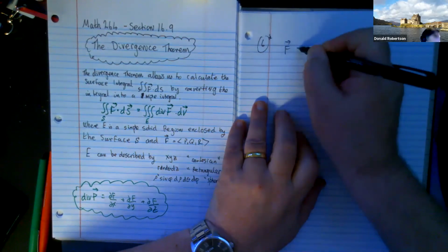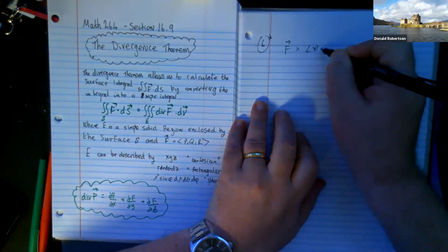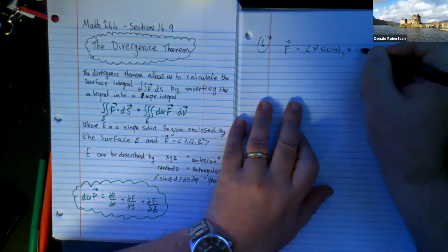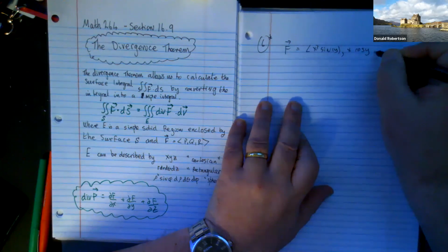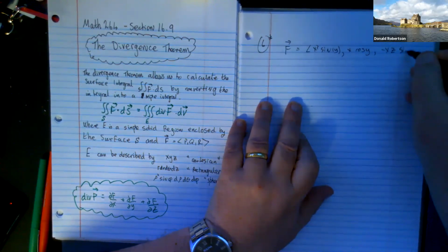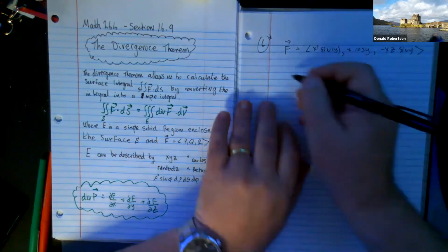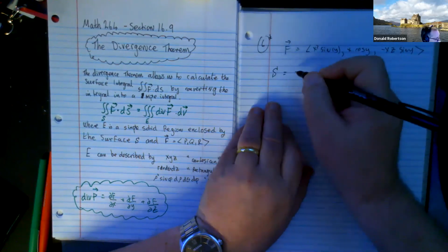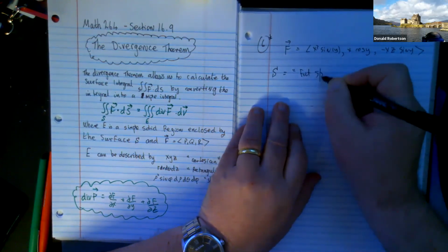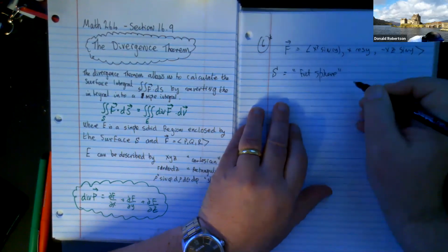The vector field is x squared sine y. This guy is x cosine y, and this guy is xz sine y. And S is described as a fat sphere. Interesting name. Must be an American name.